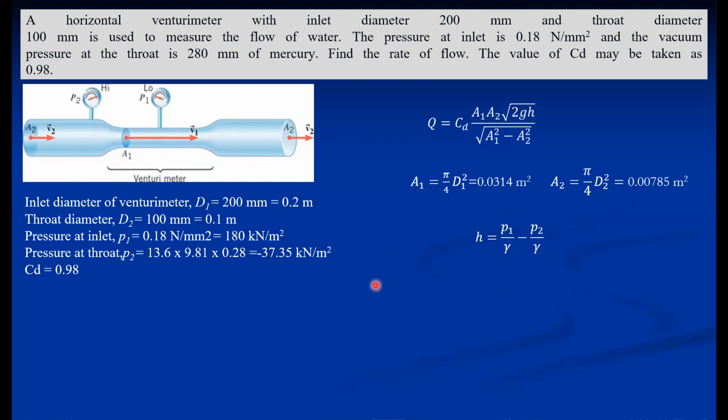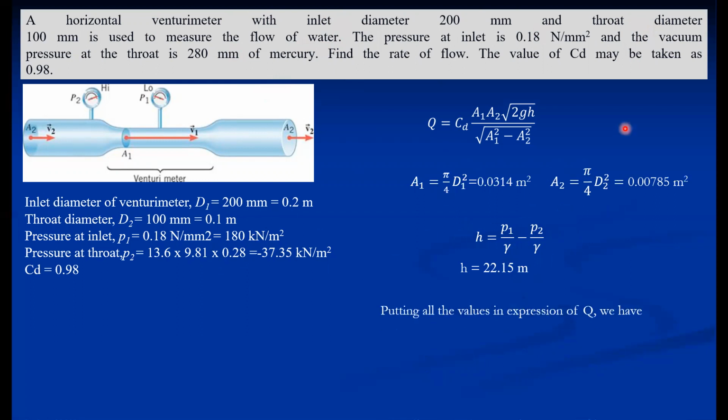P1 and P2 values are known to us, so immediately we can put the values here. If P is in kilonewton per meter square, the gamma value for water is 9.81 kilonewton per meter cube, since we are measuring the flow of water. You have to be careful while putting the values of P1, P2 and gamma. So H comes to 22.15 meter.